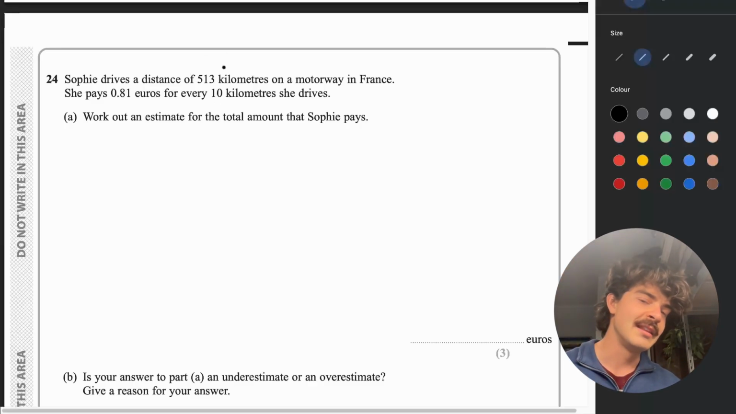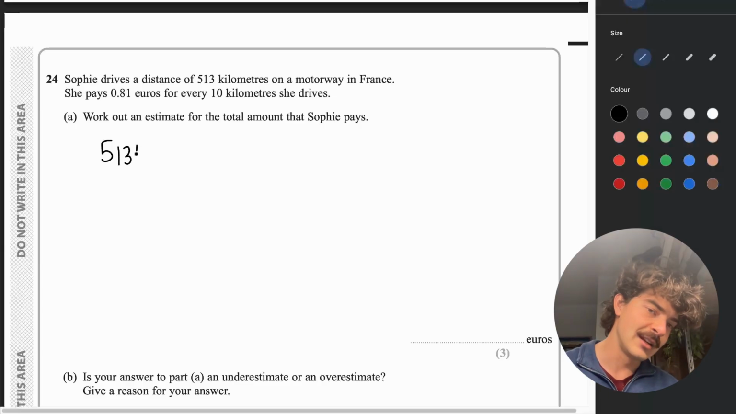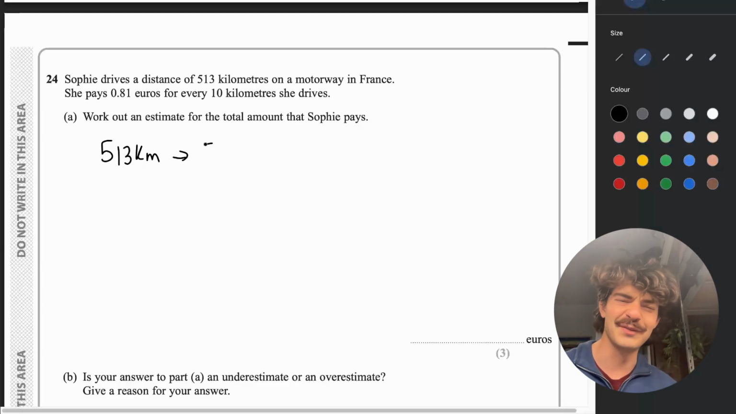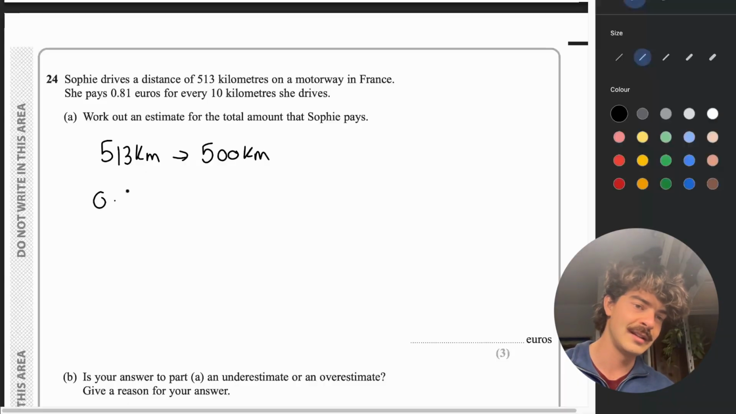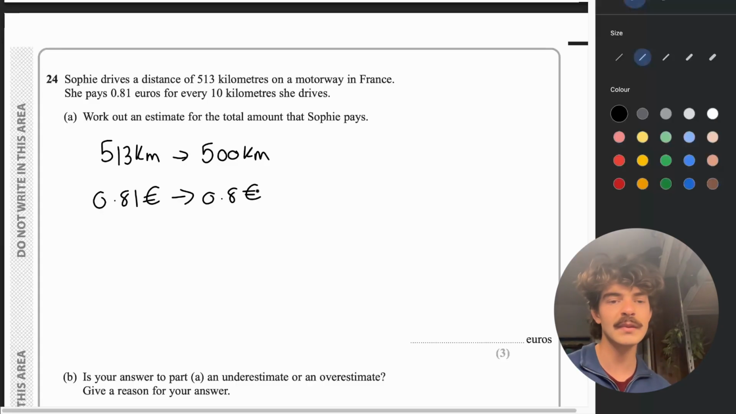So I would say that we can take this 513 kilometers, and we're just going to estimate it as 500 kilometers. That seems a little bit nicer. You could argue that it could be 510, but let's make it 500 kilometers. And then down here, let's make it to one significant figure. This is going to round to 0.8 euros. So let's do it like this. Becomes 0.8 euros. And so our estimate is going to be these two things multiplied together.